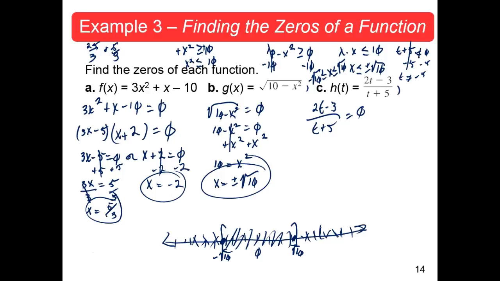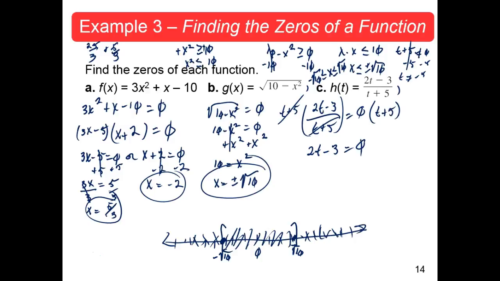That's the only problem with multiplying both sides by something with a variable in it, because you don't want to multiply by 0. But this one can't be negative 5. Multiply by t plus 5. All right, now what does that give us? The t plus 5's go away on the left, leaving us just 2t minus 3 equals 0, because 0 times anything is 0.